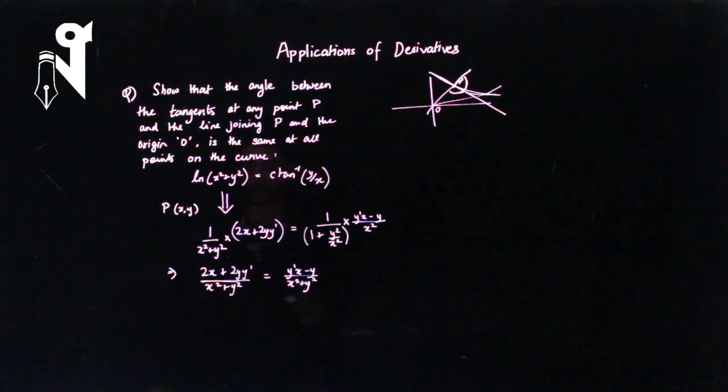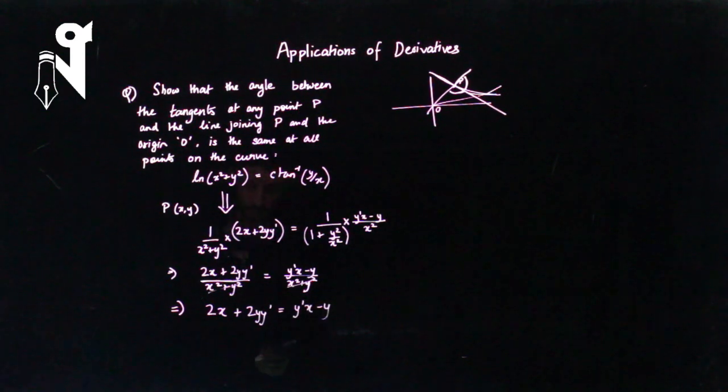If you want, you can pause the video and try doing it on your own, because I've skipped some steps over here. Now if I cancel out the denominator, what I'll get is... Since I want one expression just for y dash, which is dy by dx, I'll take all y dash terms to one side and take that common.